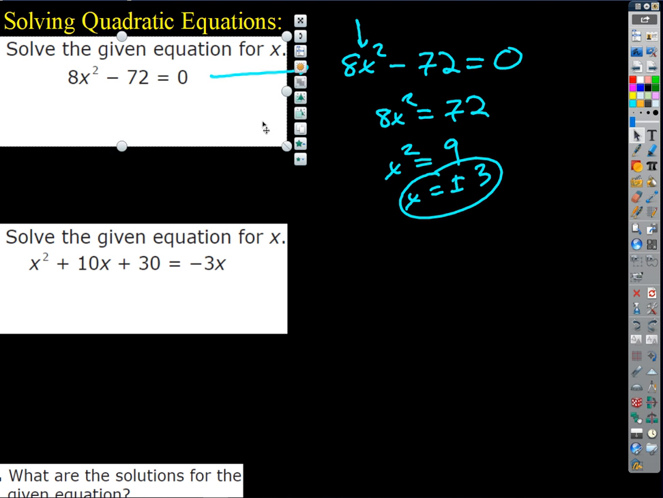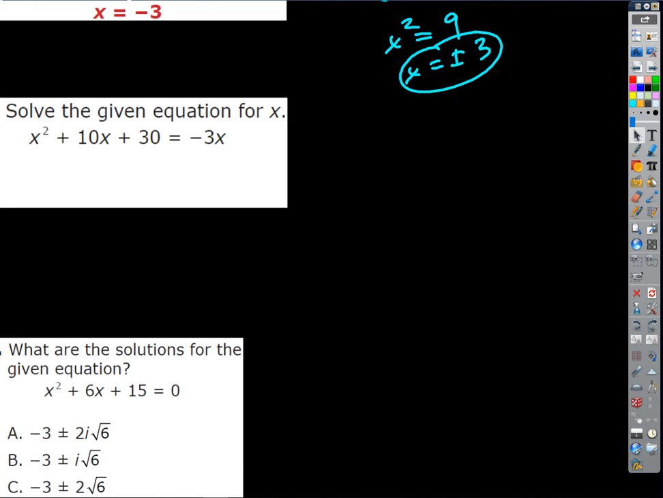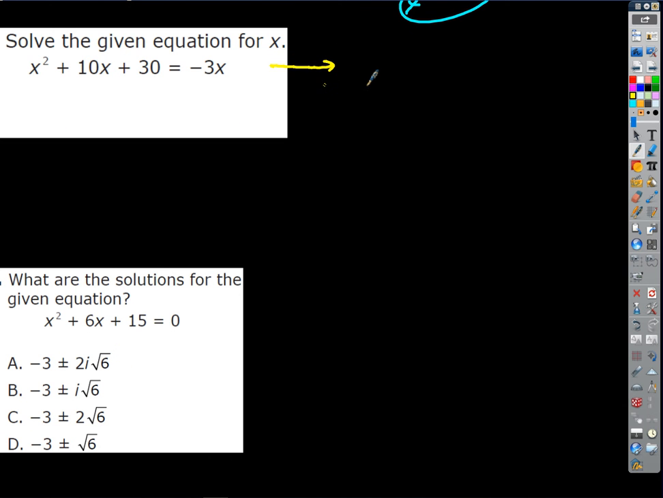Okay, what about this guy? Move that x to the left side. Okay, good. I gotta put everything, I gotta set it equal to 0, don't I? Put it in standard form. So I get x squared plus 10x, well, it's not plus 10x, plus 13x plus 30 equals 0, right? I gotta get that 0 over there, so it's in standard form.